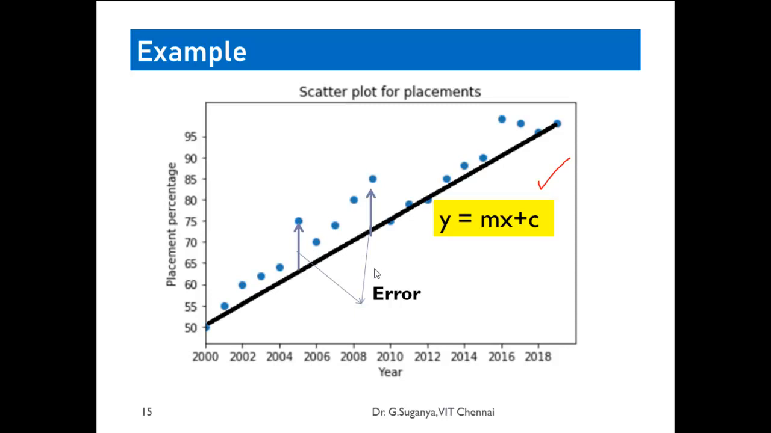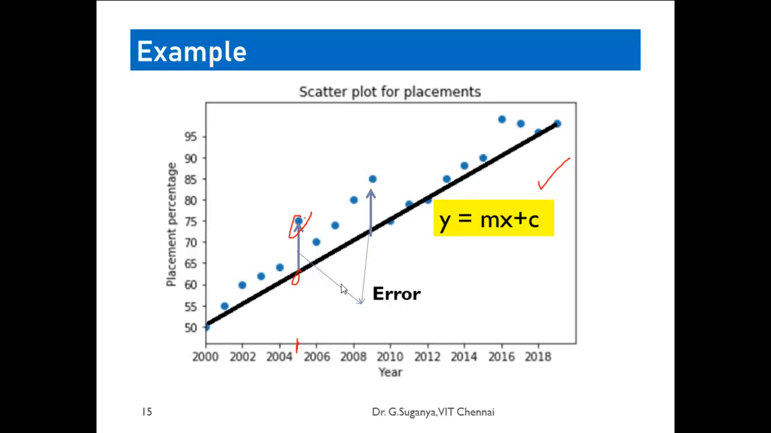For example, in the year 2005, if you look at the placement percentage on the line, it refers to this much value. But the actual value lies here. This is your actual value y, but this is your predicted value y cap. The difference between these two forms the error. Similarly, we have to calculate all the errors for all the points.